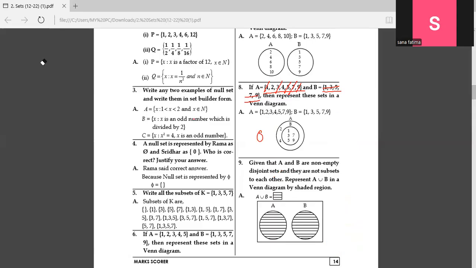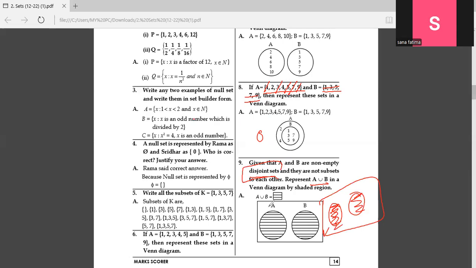What is given? Given A and B are non-empty disjoint sets. They are saying that these are non-empty, meaning something is there inside, but they are disjoint. They are separated, they don't have any connection. They are not subsets either. Represent A union B in a Venn diagram by shaded region. When they use the word disjoint, simply draw like this and draw the shade. As they are non-empty sets, just shade it.